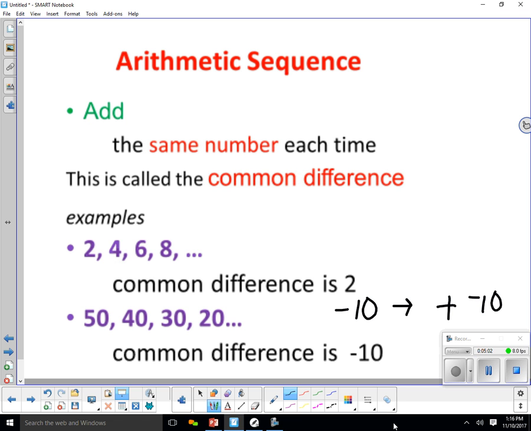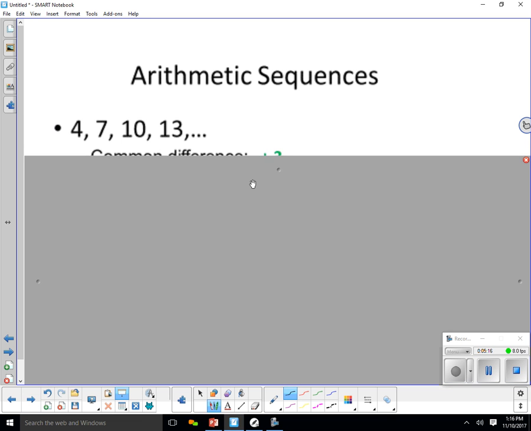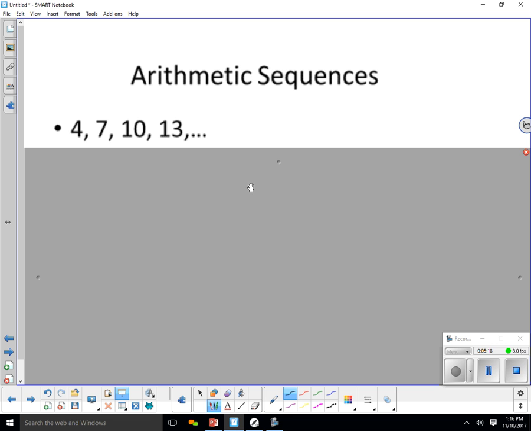Does everybody see that? So we can't talk in terms of subtracting when we're talking about sequences. You have to change it to an add. Okay? Does anyone have a question about what I did there to get the negative 10? Okay. Okay, here's another one. So 4, 7, 10, 13. Who can tell me the common difference? Chase. It's a 3 because I'm adding 3, so it's just 3.